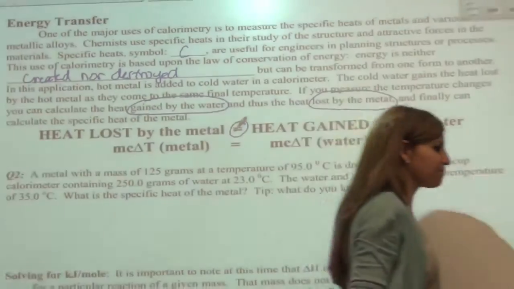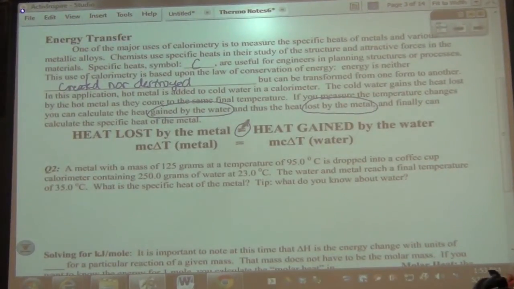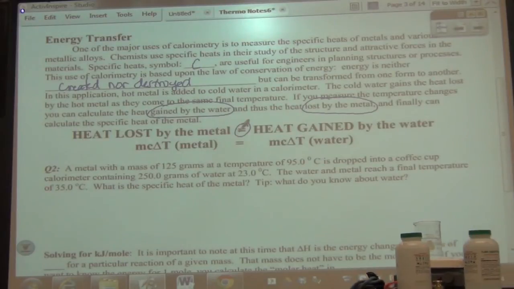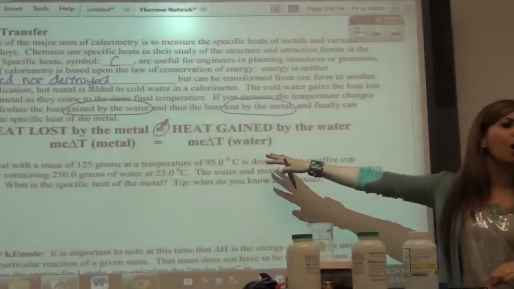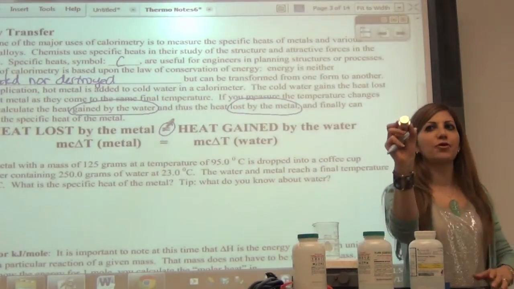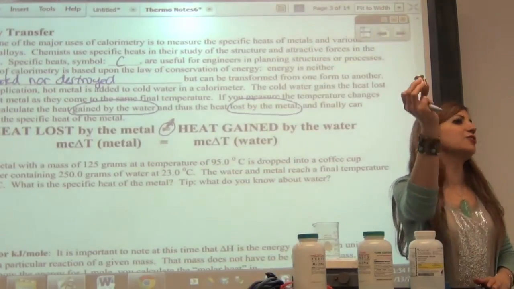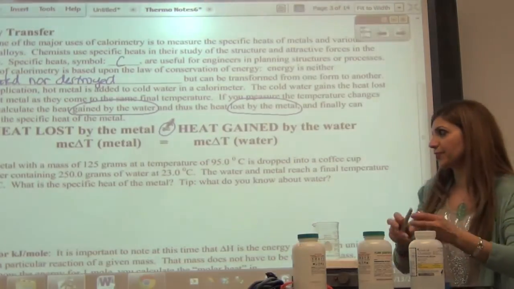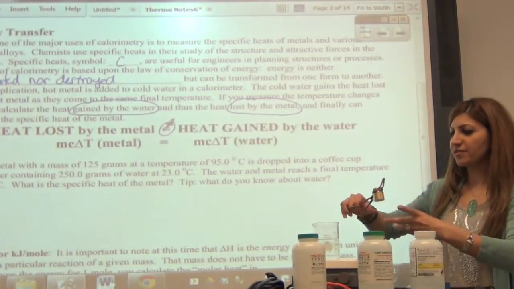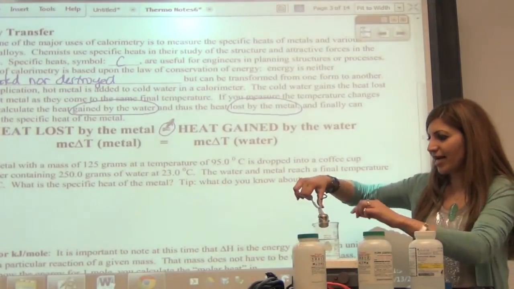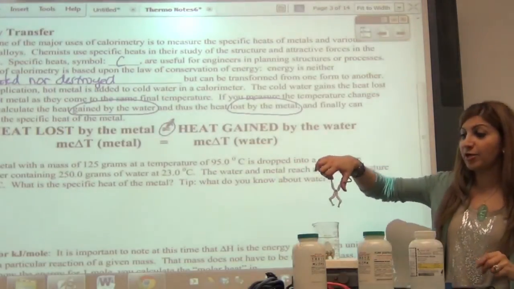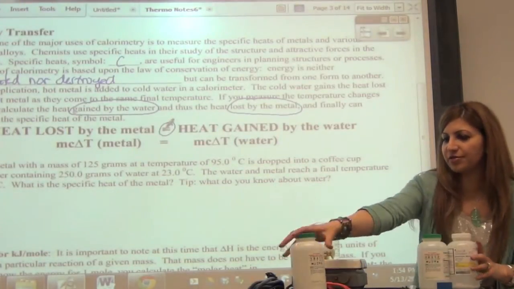I'm going to show you what this looks like. I have boiling water, okay? It's at 95 degrees Celsius, almost boiling. A metal with a mass of 125 grams. Now this one is 200 grams, but let's just imagine this were a 125 gram piece of metal. It's at a temperature of 95 degrees Celsius, meaning I took this piece of metal and left it inside this near boiling water.